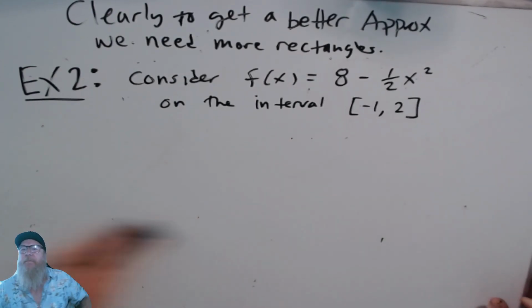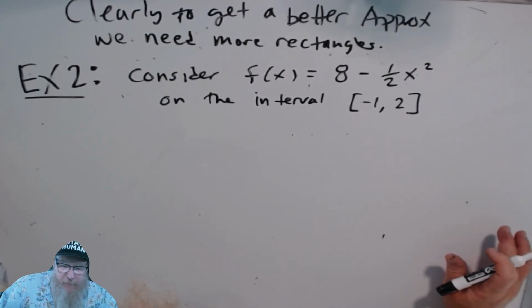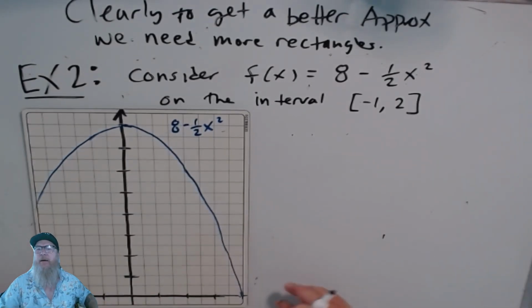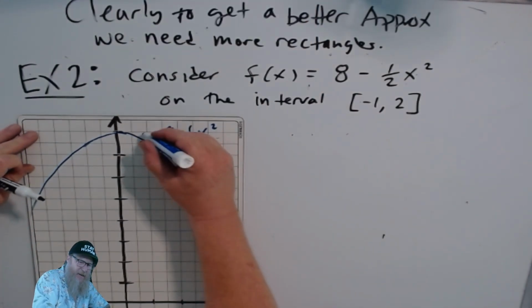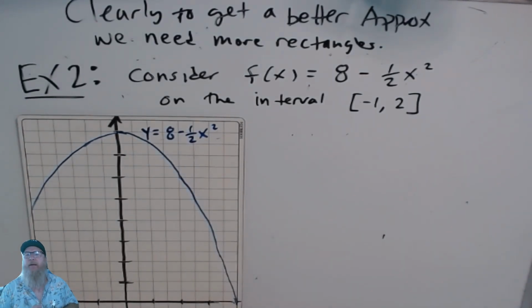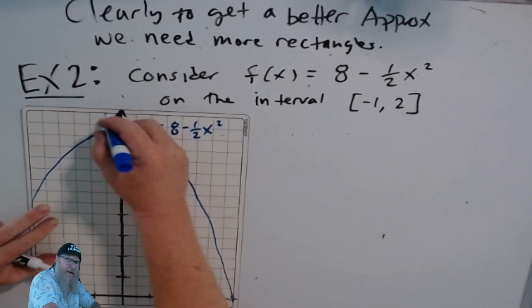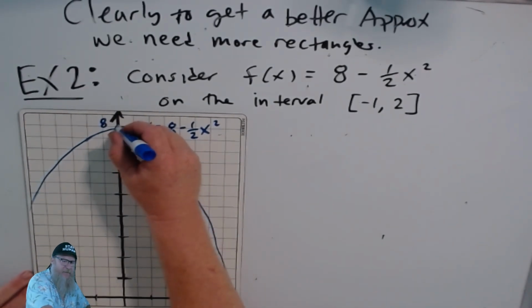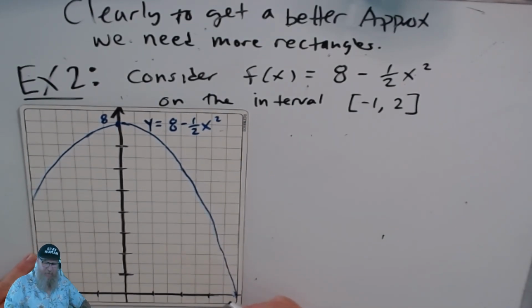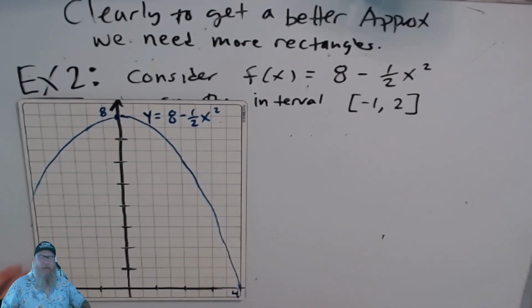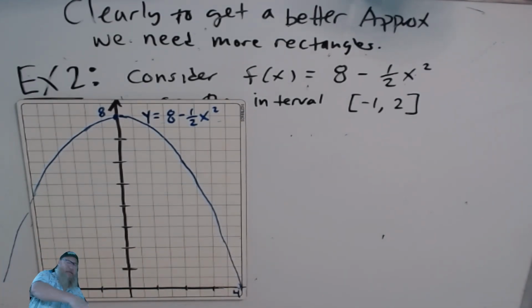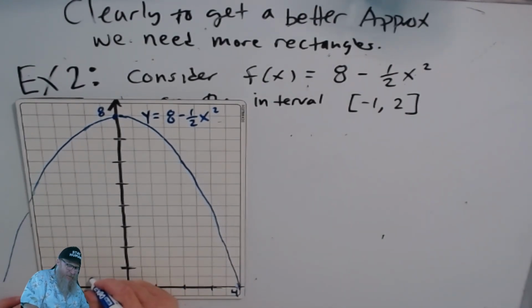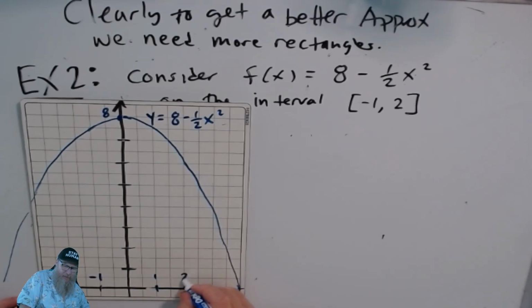Now to speed things up a little bit, I have a graph pre-prepared for you. So ready? Wait for it. Ta-da! All right, it's already been graphed. So this is my function, f, or I could just say y, same thing. So this is roughly the graph of 8 minus 1/2 x squared. The y-intercept here is 8. There's an x-intercept down here at 4, and another one off the screen over here at -4. We don't need it anyway because we're only going to -1. So we're going to go from -1 to 2.